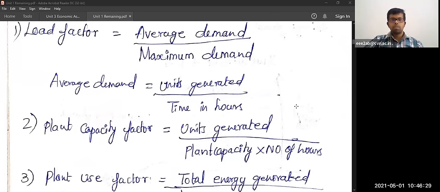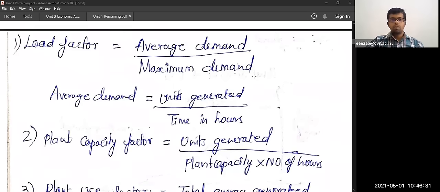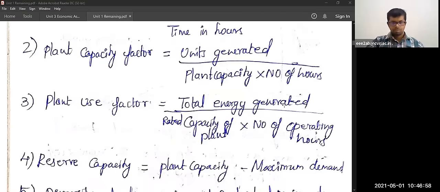Next, what is the formula for load factor? Load factor is nothing but average demand divided by the maximum demand. So how to calculate this average demand? Average demand is nothing but units generated divided by time in hours. Say, for example, if we have taken 24 hours of time, then units generated in 24 hours divided by time in hours.